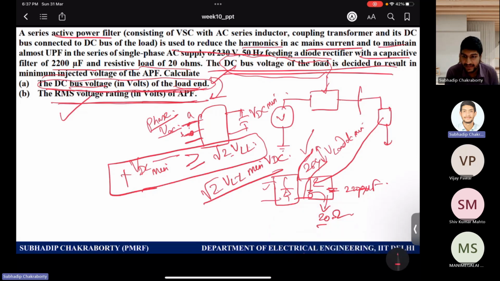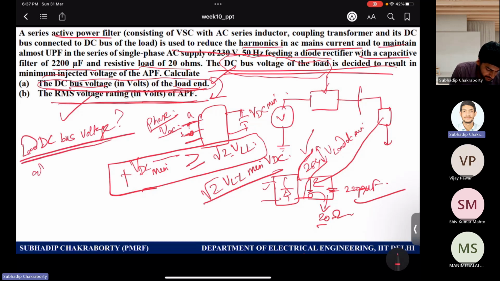But how to calculate the DC voltage for this kind of load application? I think it should be easy. Just think it is a single phase AC supply. So what to do? How to calculate the load DC bus voltage, I can tell. That is the first part. Anyone, any idea?